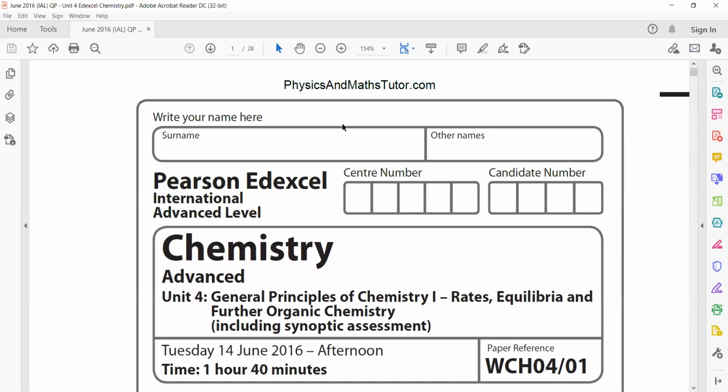So this was Unit 4 from June 2016, IAL Chemistry.